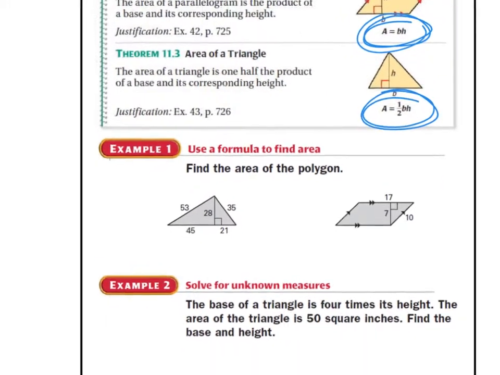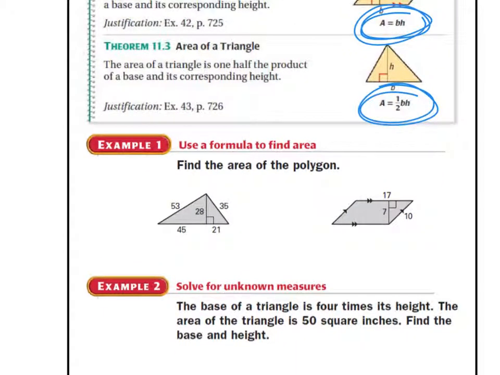The first questions ask us to find the area of these polygons. For the first question here, you could look at this two different ways. You could find the area for the right triangle, the one on the left, and then separately the one on the right, using 45 as your base for the one on the left, 45 times 28 divided by 2, or 21 times 28 divided by 2.